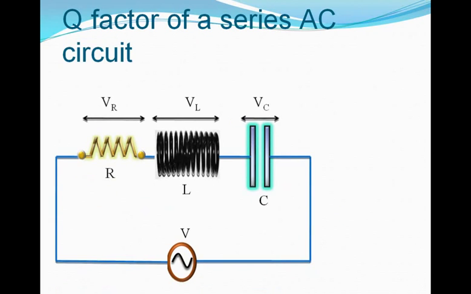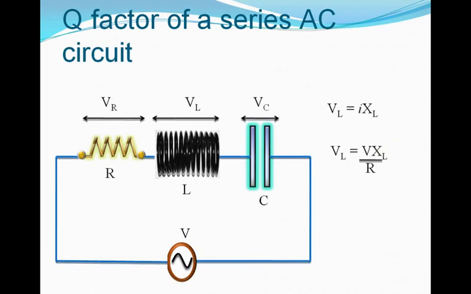Q factor, or the quality factor, indicates the quality of the resonance. Basically, we know that VL, the potential difference across the inductor, is I times XL, isn't it? The inductive reactance. Therefore, VL can also be written as V by R into XL. I have substituted I by V by R here because we already know that VL minus VC is 0, and XL minus XC is 0. And therefore, we can simply say that only the resistance is active in the circuit. So V by R is the current. So VL is V by R into XL.